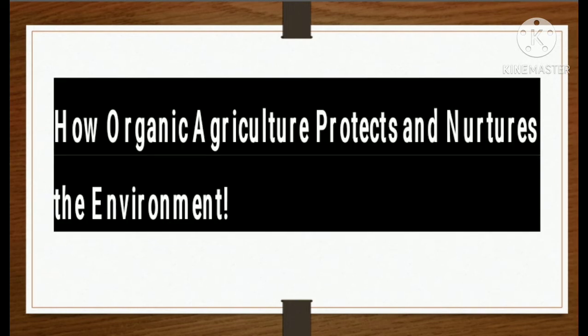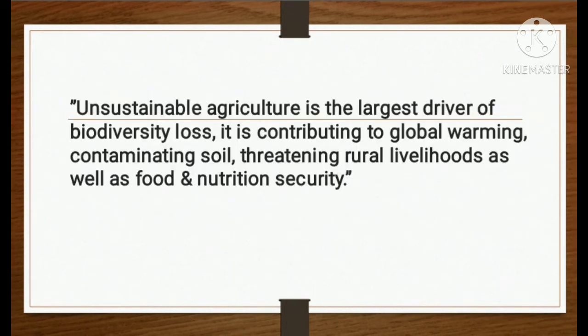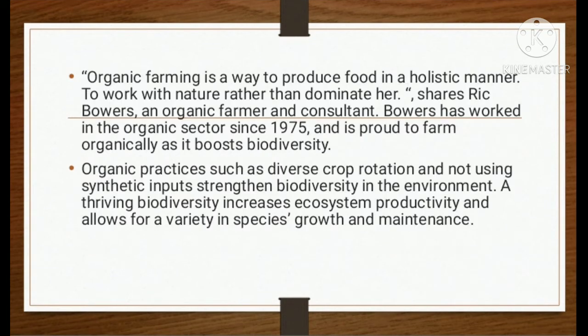How organic agriculture protects and nurtures the environment. Organic farming is a way to produce food in a holistic manner, to work with nature rather than dominate her. Organic practices such as diverse crop rotation and not using synthetic inputs strengthen biodiversity in the environment. A thriving biodiversity increases ecosystem productivity and allows for a variety of species growth and maintenance.